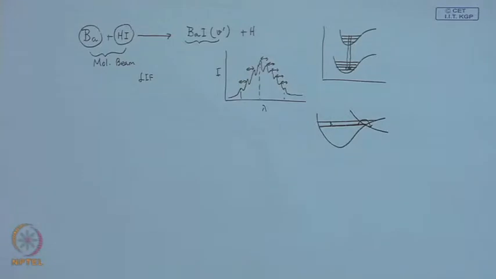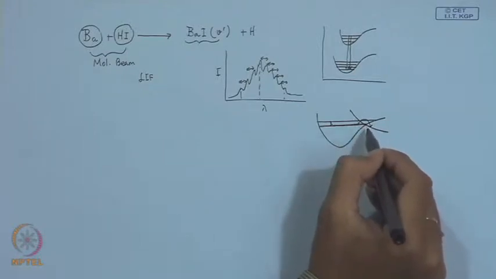And of course, the time scale of emission, that is the time required for the emission to occur, must be within the lifetime of the excited state. Suppose this is your excited state, and the lifetime is basically the time required for the excited ensemble to decay to 1/e of its initial population. 1/e is close to 1/3.